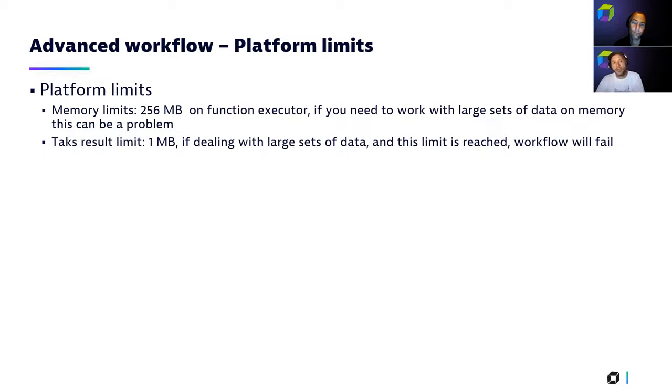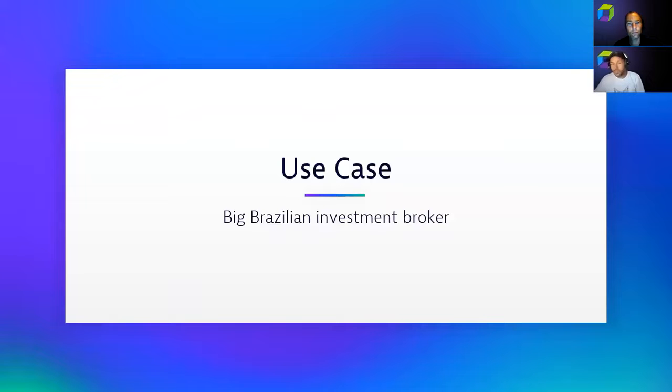And the result limit: when we send the result from a task to the next task, this has a limit of 1 megabyte. If we are sending something bigger than this, we're going to receive an error telling us that we are sending bulk data, and then we have to split this in smaller chunks so we don't reach the limits. And now the use case.